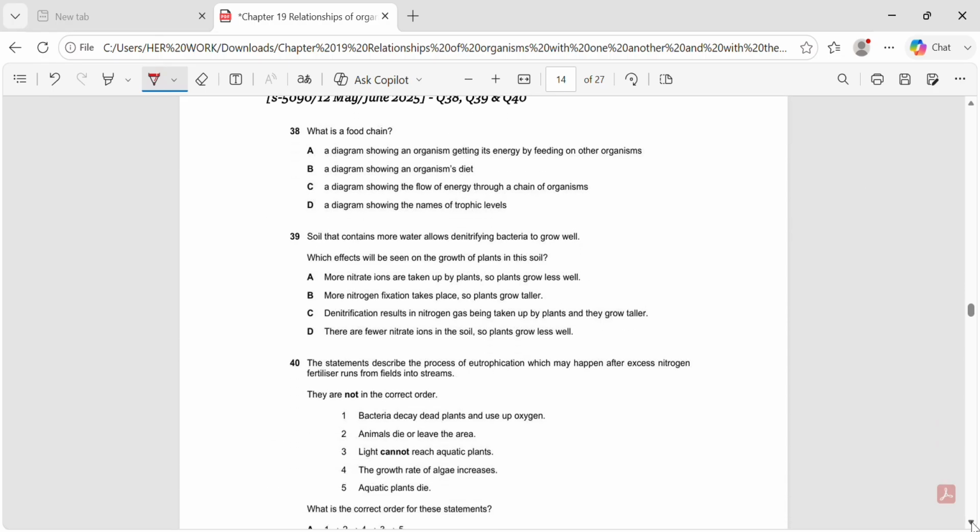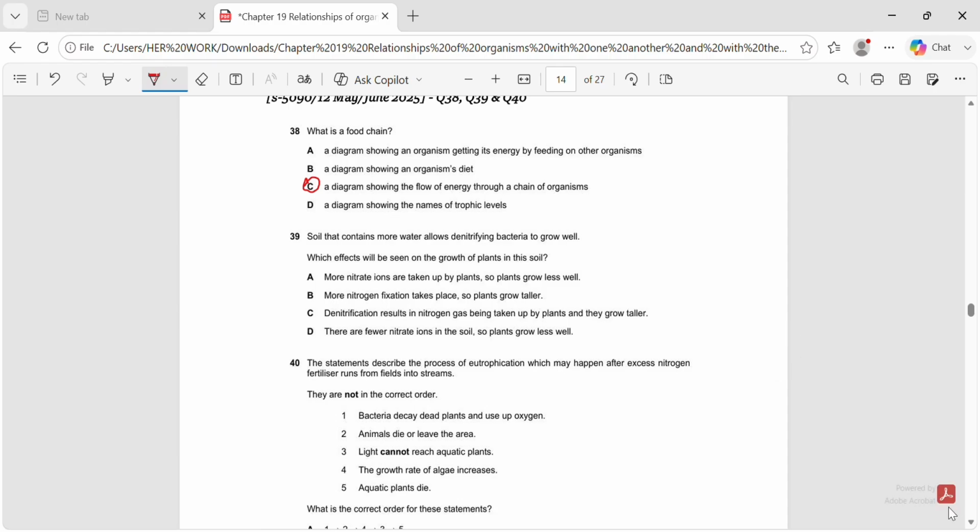We have more MCQs here. This question asks, what is a food chain? A food chain shows how energy is transferred from one organism to another through feeding relationships. It represents the movement of energy through a sequence of organisms, beginning with producers and ending with consumers. So, C is the correct answer because a food chain is a diagram showing the flow of energy through a chain of organisms.